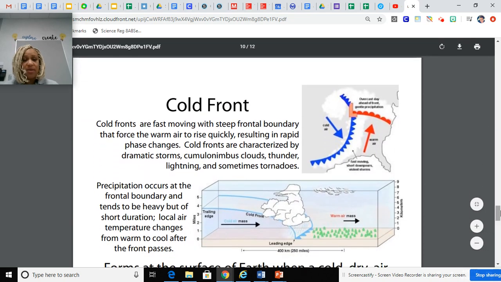Then your cold fronts are those fronts that move fast, with a steep frontal boundary that forces warm air to rise. As that cold front is coming in, remember, cold, dense air is always going to go down. So if the cold front is coming, then the warm air is going to do what? It's going to rise, right? When you have a cold front, warm air rises quickly, resulting in rapid phase changes. Cold fronts are characterized by dramatic storms. It can be those big, beautiful clouds, thunder, lightning, and sometimes tornadoes.